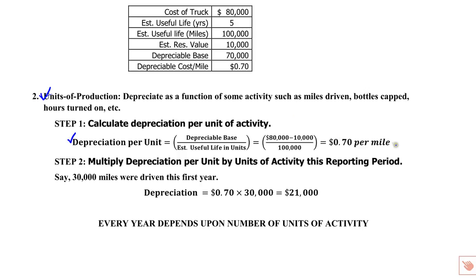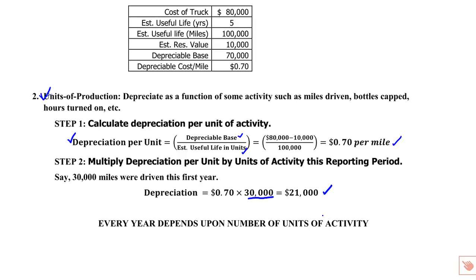And we did that up above in the chart, but we reiterated here, where it's the depreciable base over the estimated useful life in units, and then 70 cents per mile. And then somebody has to record, hey, how many miles did we drive the truck this year? So this year they drove it 30,000. 30,000 times 70 cents is 21,000 of depreciation expense.